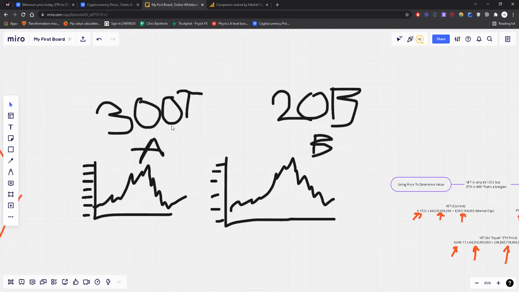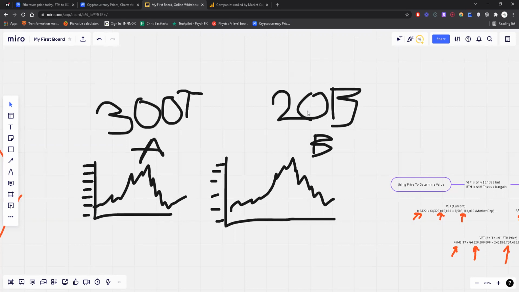Project A, the team releases 300 trillion coins in supply. So there are 300 trillion total. There's only ever going to be 300 trillion. Project B releases 20 billion, okay? Now, if everything else remains the same, which price is going to be higher? Well, it's obviously going to be the 20 billion, or at least it will be in the future, but more often it will start more expensive as well.